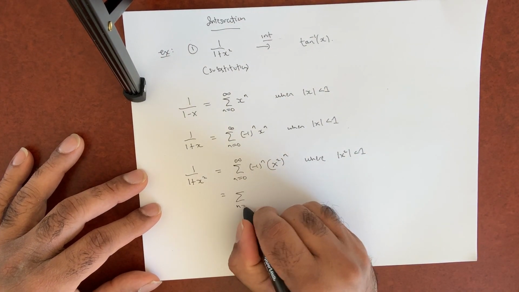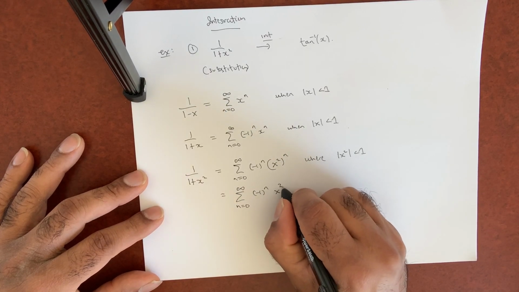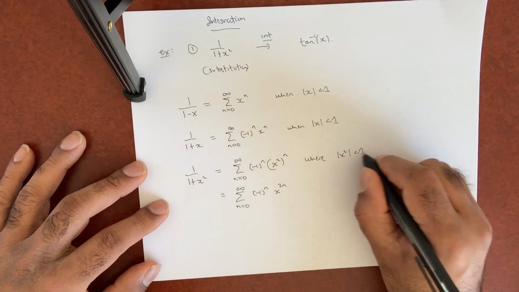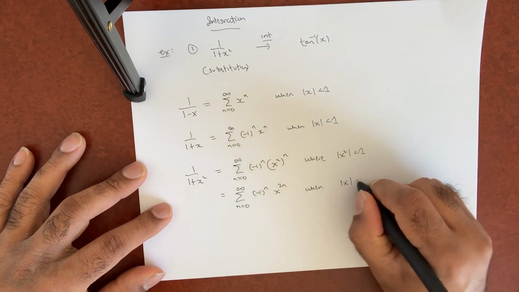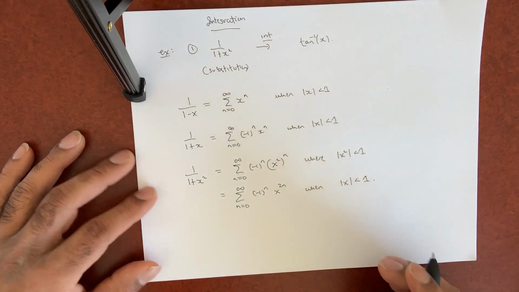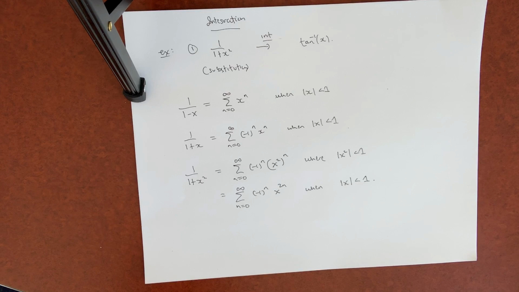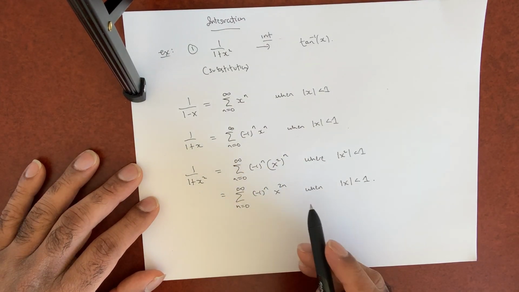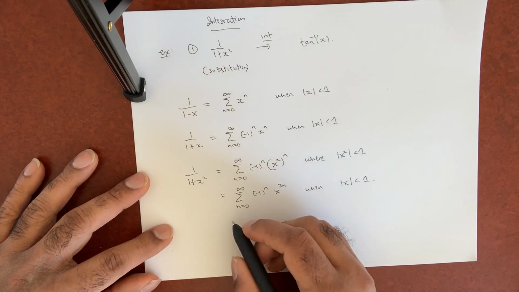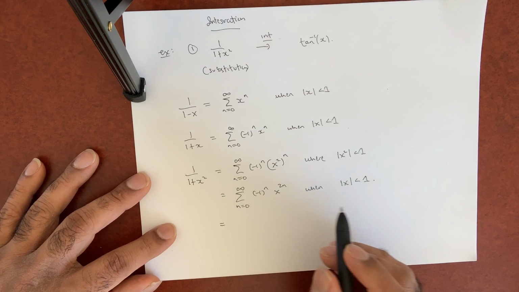This is equal to the sum of negative 1 to the n, x to the 2n, and x squared being less than 1 in absolute value is the same as just the absolute value of x being less than 1. Okay? You can check that that's true. And so now we have a series expansion, and let's write out a few terms here, just so when we integrate, because we're going to integrate now in just a second.